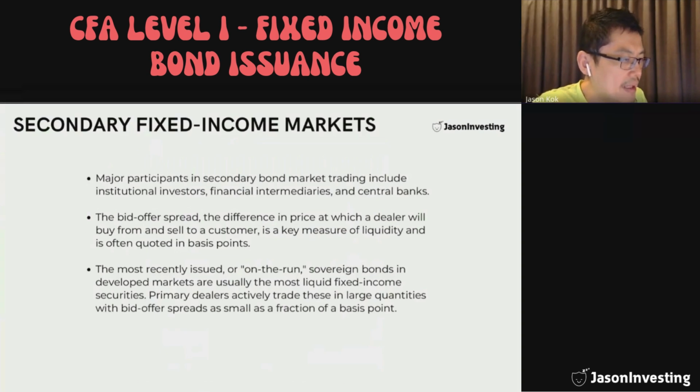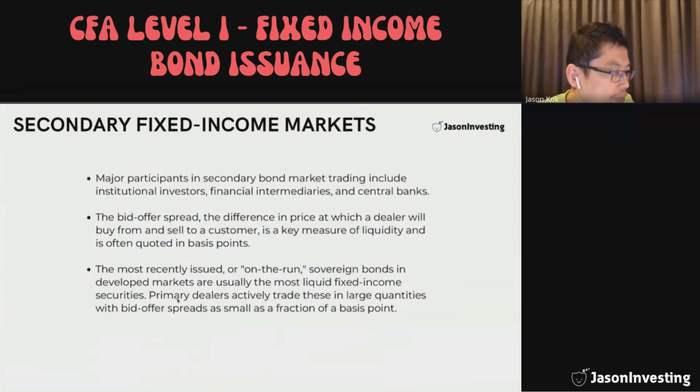And the reason why the on the run bonds are the most sought after is also because they are the bonds with the full maturity. You can imagine one year after a 10-year bond is issued, it will no longer be a 10-year bond in the sense that it will have 9 years left in maturity. So on the run has the most number of years left. Primary dealers actively trade these in large quantities with a bid offer spread of as little as a fraction of a basis point. One basis point is 0.01%. So you can imagine the spread is very low. But of course, bonds have very high notional amounts, so multiplying by this one basis point can still be a lot of money.